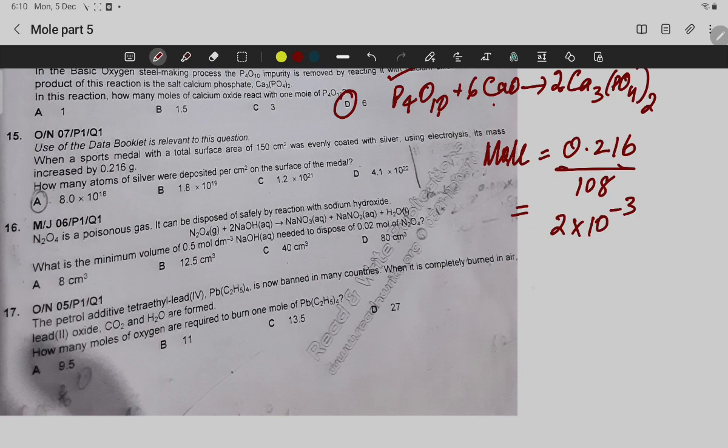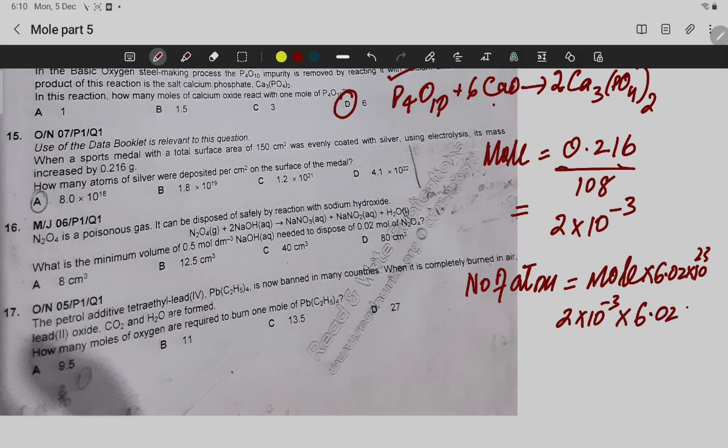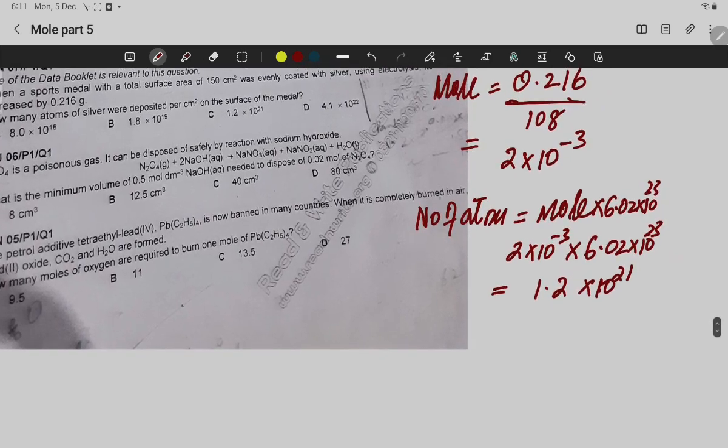So calculate the number of atoms. Number of silver atoms is equal to mole times the Avogadro number, 6.02 × 10^23. Mole is 2 × 10^-3 times 6.02 × 10^23. The answer is 1.2 × 10^21. Now check, this is how many atoms of silver were deposited per centimeter cube on the surface of the medal.